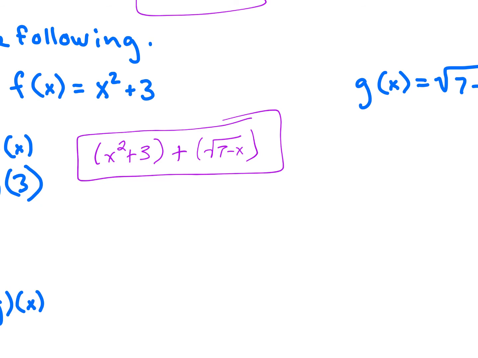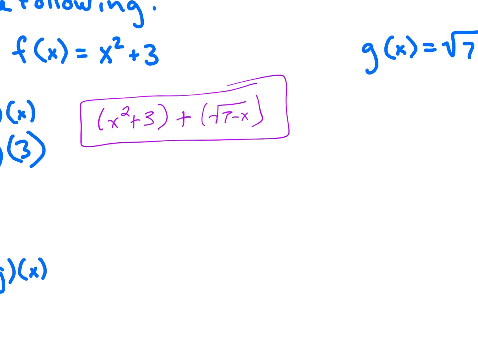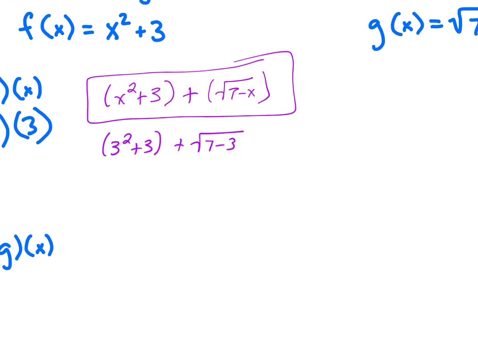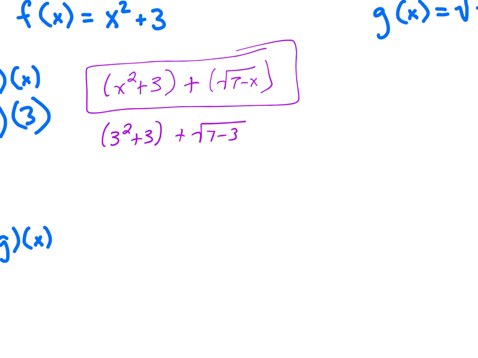All right? The next question says to take that we just combined and substitute what number in? 3. So just substitute it in. I have 3 squared plus 3 plus the square root of 7 minus 3. Well, inside out, what's 3 squared? 9. And 9 plus 3 is? 12. Plus, what's 7 minus 3? Okay. Can I simplify this? Yes. What is the square root of 4? 2. So 12 plus 2 is? 14. Perfect. Good job, guys. How do y'all feel? Good.